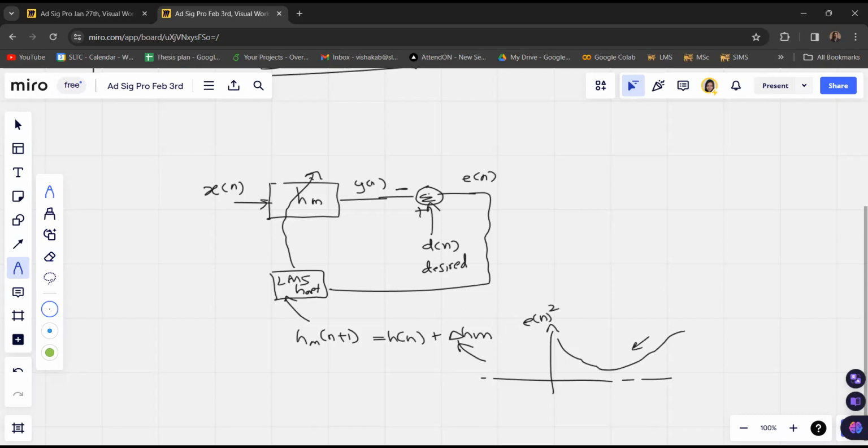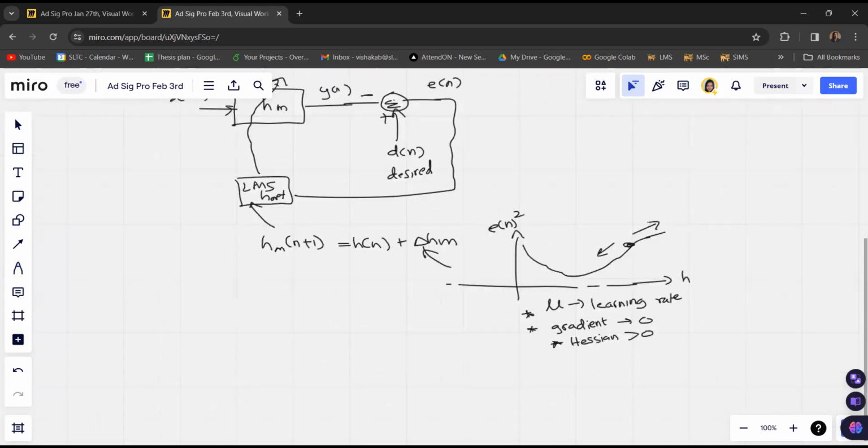if the error is increasing, the error goes in this manner. But if we want to go in the other direction, we can change the direction of moving. One thing we can do is change the mu value, or the learning rate value, and then we can also consider the gradient value. We will try to find the h, or the filter coefficient values, that will make the gradient go to 0. The target is to make the gradient go to 0 while also making the Hessian positive. Hessian means that we are considering the second derivative of the error function.